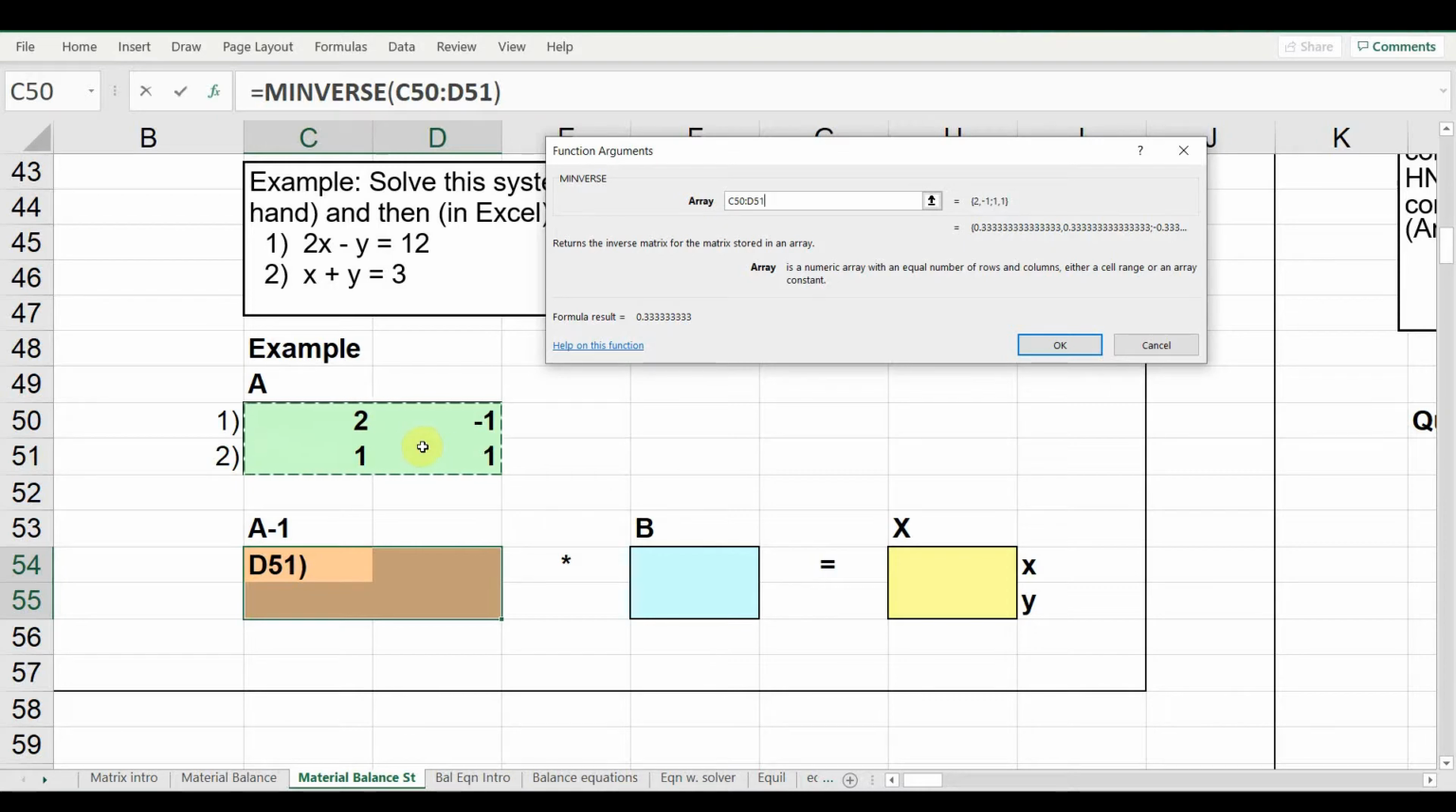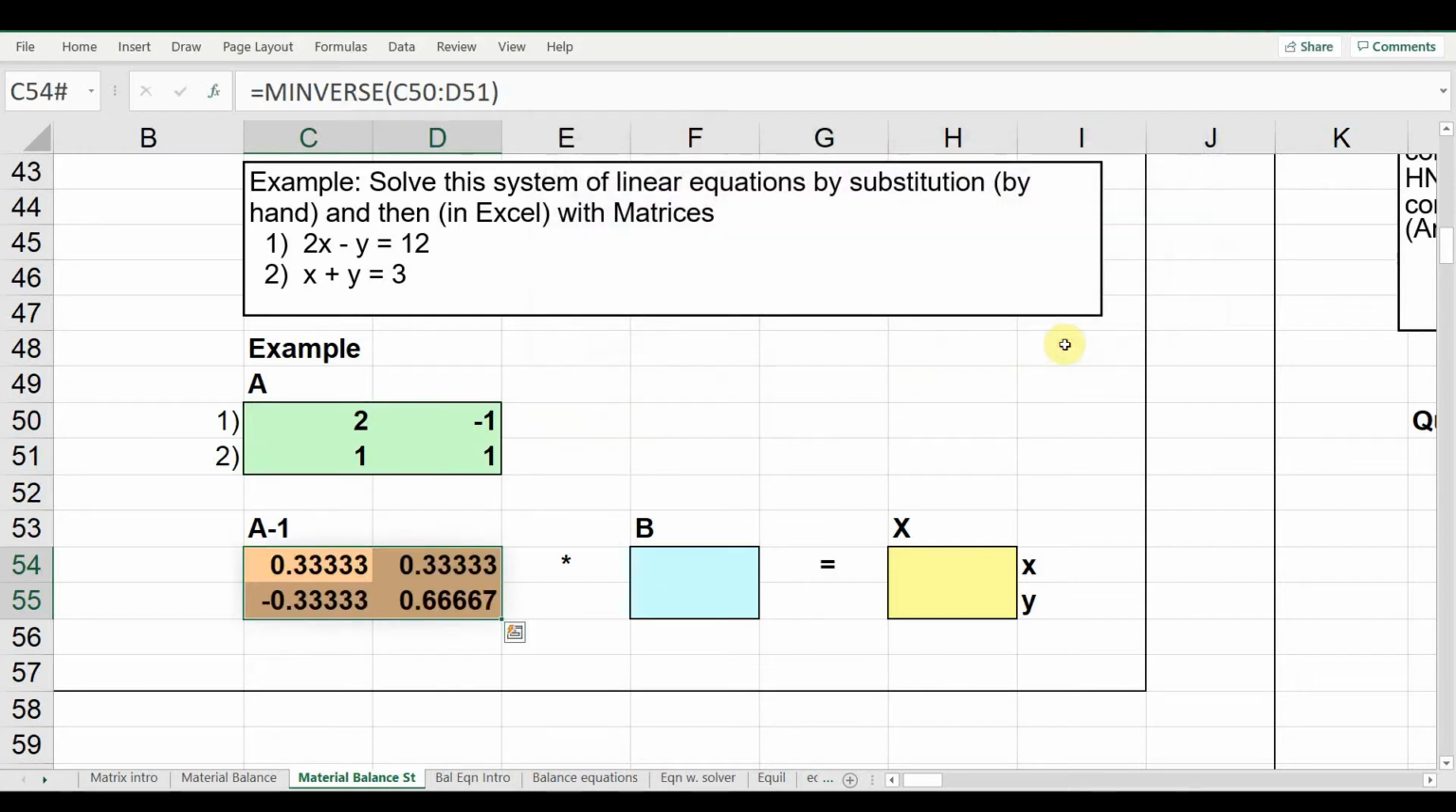Now, in previous versions of Excel, when you wanted to generate more than one value, you could not click OK. You had to click Control-Shift-Enter. But I notice in this most recent version, I can just click OK, and it seems to know that I want 4 values. That's new to me. Alright, so there's the inverse matrix of A.